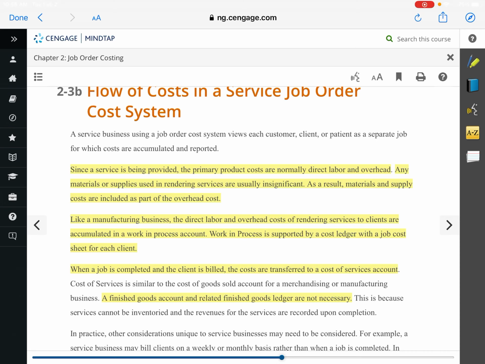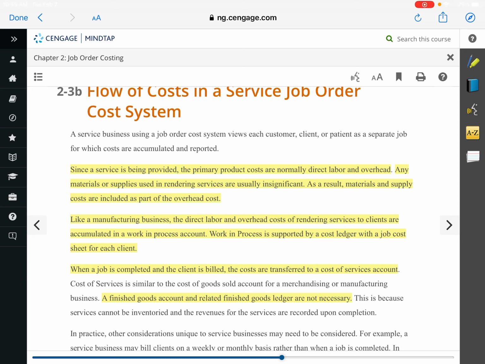So you think about the hotel, they have sheets. Sheets are expensive, but to that individual customer, the cost of one set of sheets would not be considered significant. So your materials costs will be lumped together into overhead.